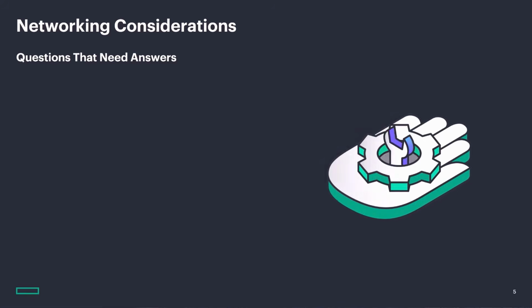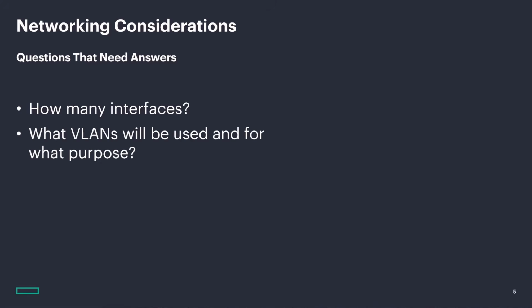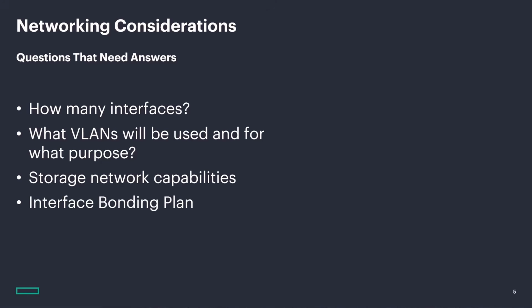Before installing the HPE HVM OS and configuring it for use, you need to make sure you have answers to some fundamental questions about the networking environment you're installing it in. Things like how many interfaces are on the host, what VLANs will be used and for what purpose, what storage network capabilities will you have, iSCSI or Fiber Channel, and the interface bonding plan.